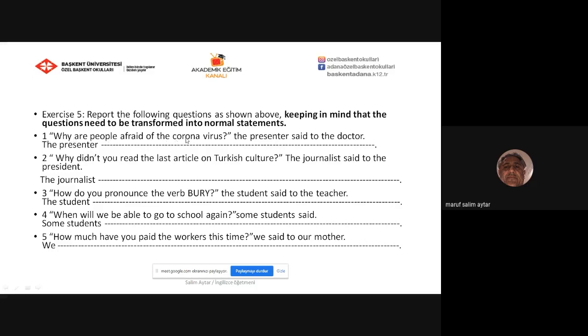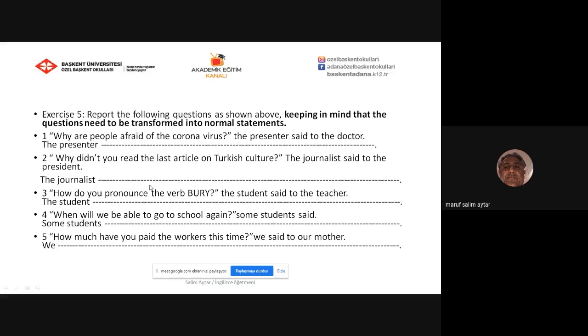"Why are people afraid of the coronavirus?" The presenter said to the doctor. The presenter asked the doctor why people were afraid of the coronavirus. "Why didn't you read the last article on Turkish culture?" The journalist said to the president. The journalist asked the president why he, didn't becomes hadn't, why he hadn't read the previous article on Turkish culture.